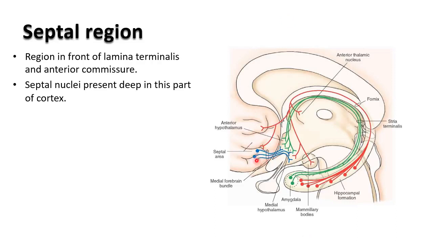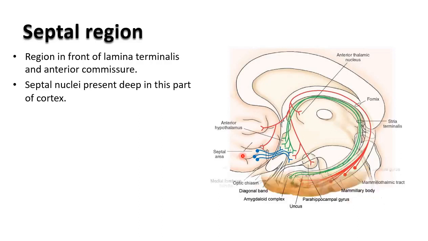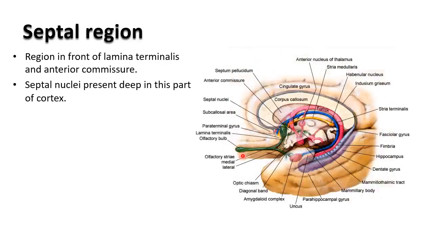Between the anterior commissure and the posterior olfactory sulcus, this area will have mainly the paraterminal gyrus, and in front of the posterior para-olfactory sulcus you have the pre-hippocampal rudiment. Between the posterior and anterior para-olfactory sulcus you have the subcallosal area. The subcallosal area and the paraterminal gyrus all come under the septal region, and deep to the septal region you have the septal nuclei.